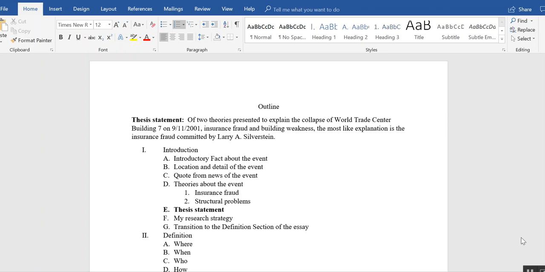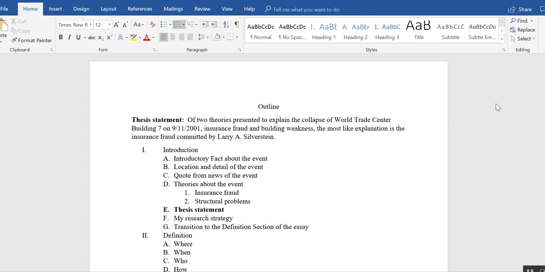Everyone, it's Professor Hall, and this tutorial covers how to write an outline that deals with a theory that explains why something happened. You can go to the Examples tab and look up the essay, Building What, and see that this outline follows the essay that was written by a student.